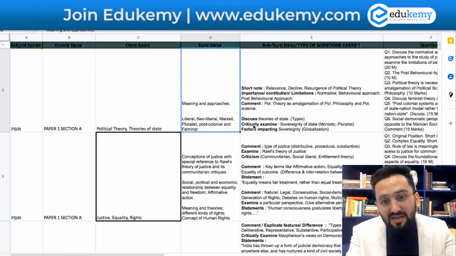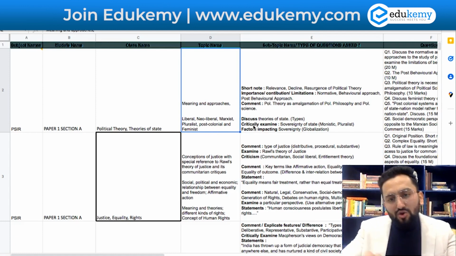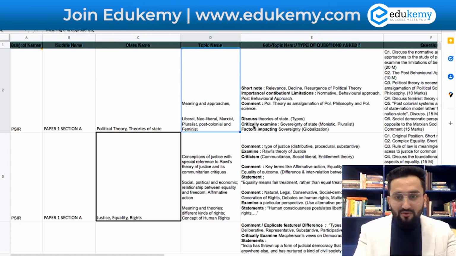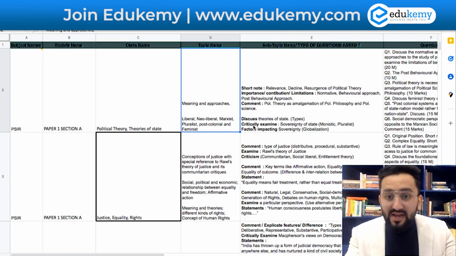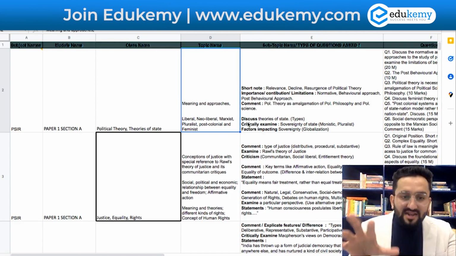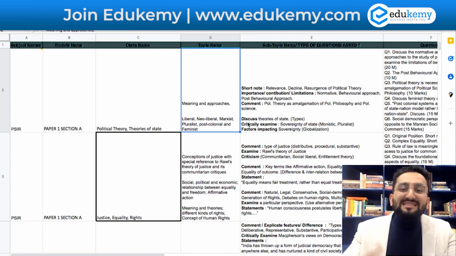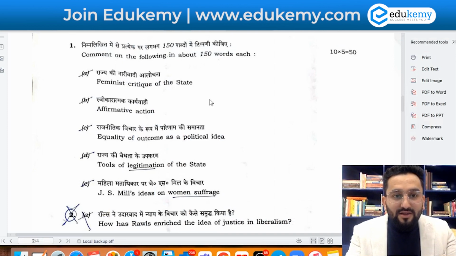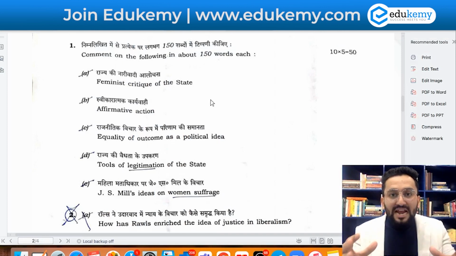Similarly, critically examine. The most common theme repeated is the sovereignty of the state. It may be the monistic theory of sovereignty being critically analyzed, or say the pluralistic theory. The only point I want to show you is that preparation is not random. There is a structure around which expected themes can be practiced, and these themes are reflected in your exam.